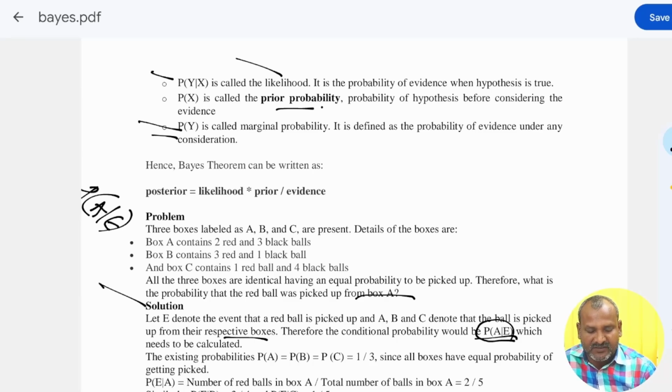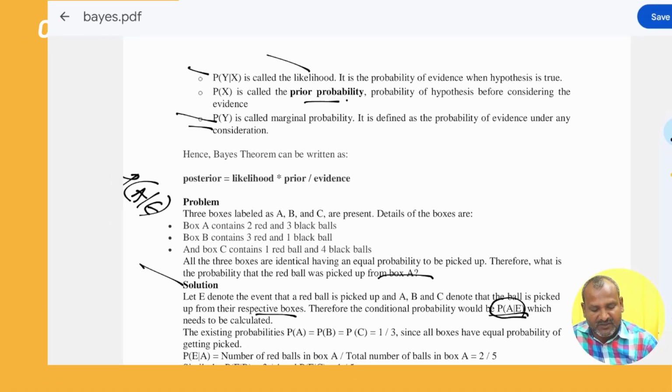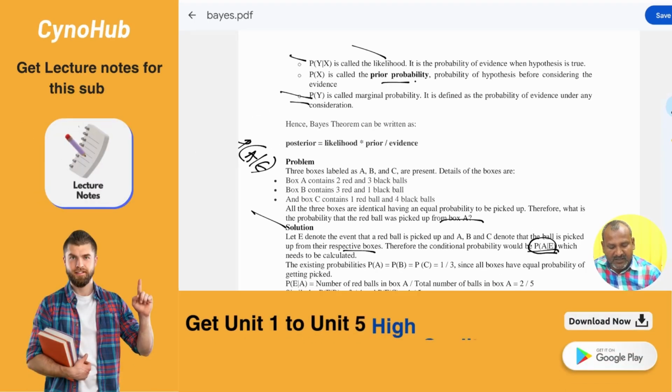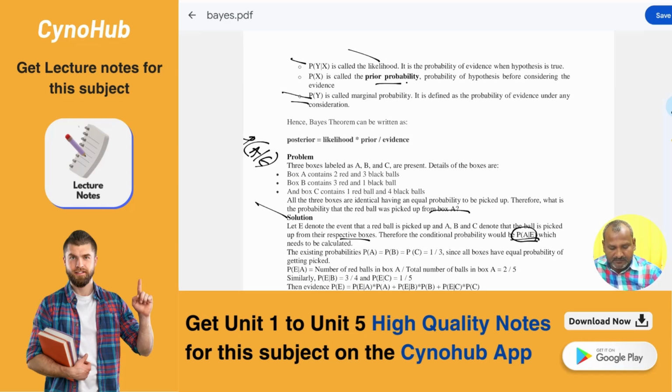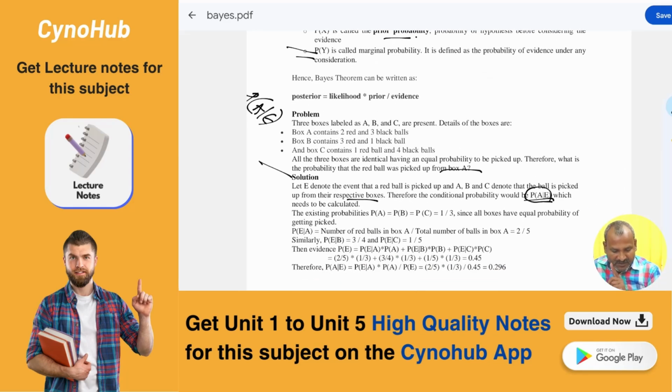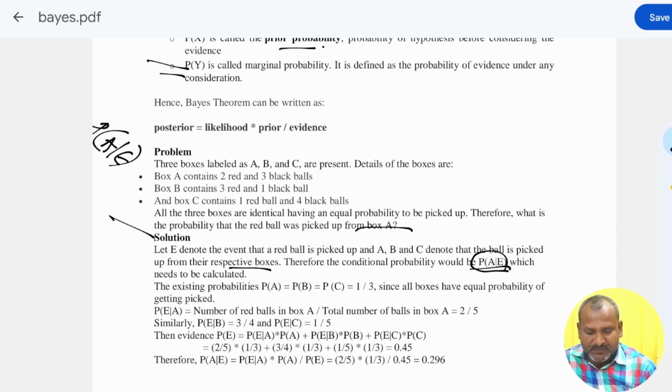Next, P(E|A) is the number of red balls in box A by the total number of balls in box A, that is 2/5. Similarly, P(E|B) = 3/4, and P(E|C) = 1/4. Then coming to the evidence point of view, P(E) = P(E|A) P(A) + P(E|B) P(B) + P(E|C) P(C). By taking all these values and doing the multiplication and addition, finally we will get the value of 0.45.